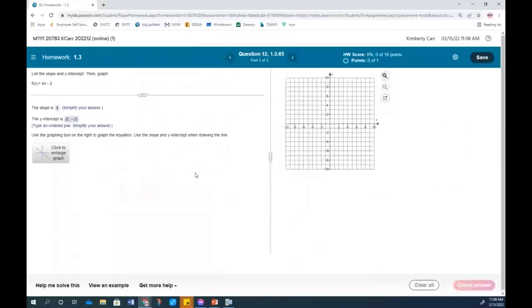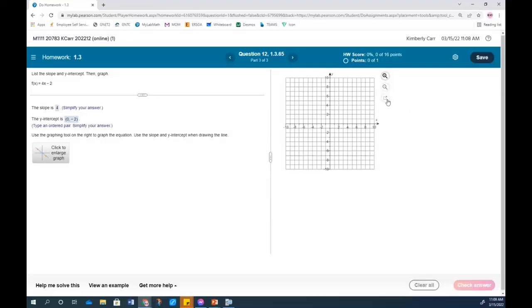This is actually a screen from your homework. I've gone into it as if I am a student. So again, just trying to help some people. I've already filled out the slope and the y-intercept for this particular problem. But I've had some questions about graphing. So let's look at this graph.